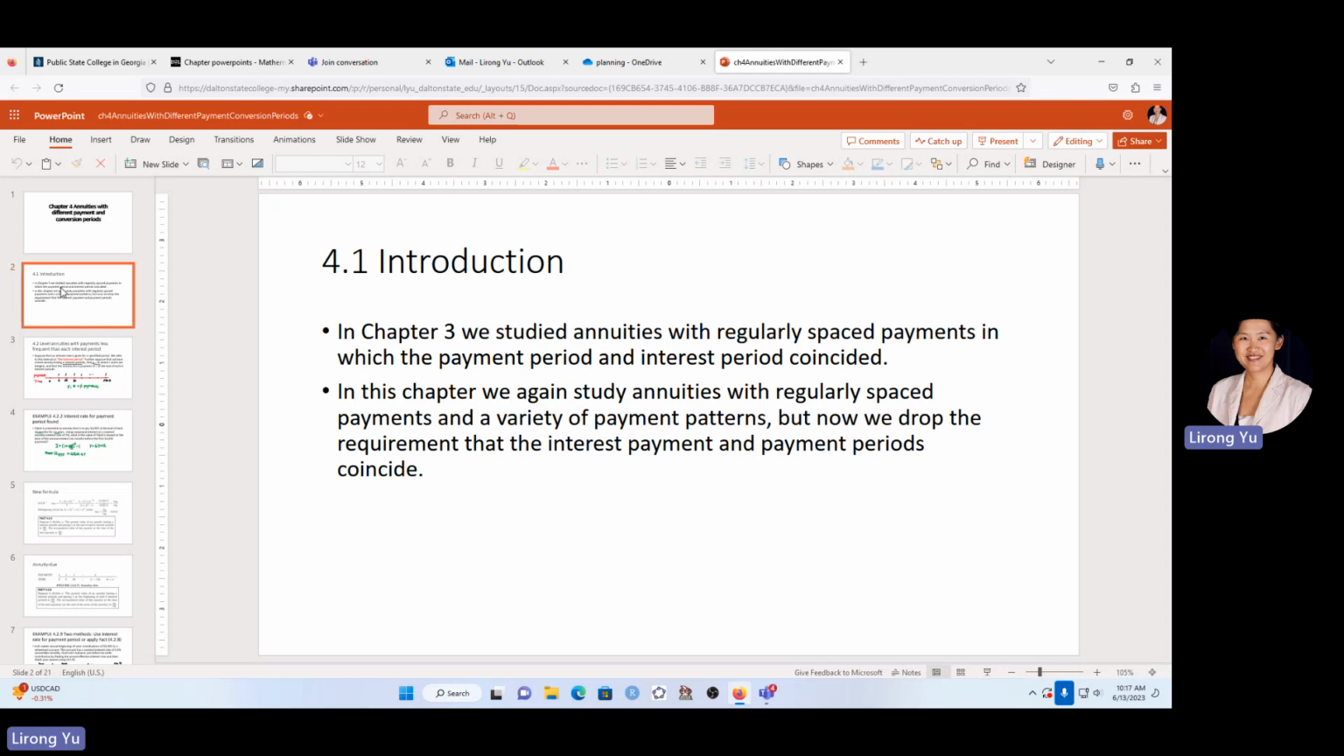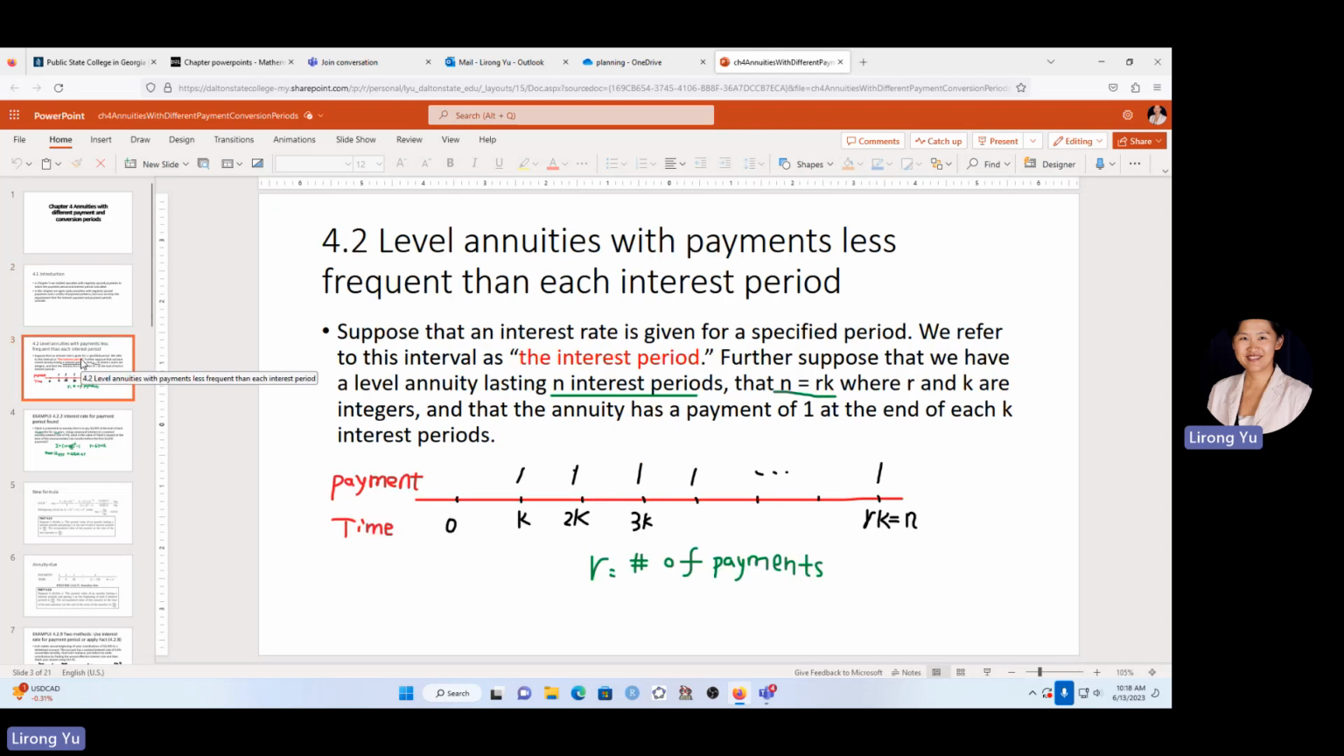You could have interest compounded continuously, but your payment is being paid annually. Or you could have a payment that's paid every half year, every 6 months, but your interest may be compounded annually. So there's different type of conversion. So starting 4.1, we try to derive the formula.